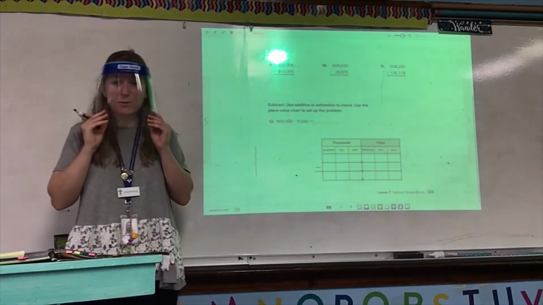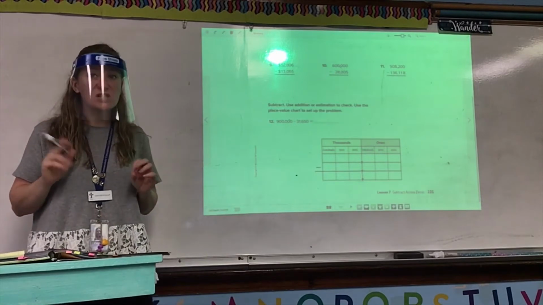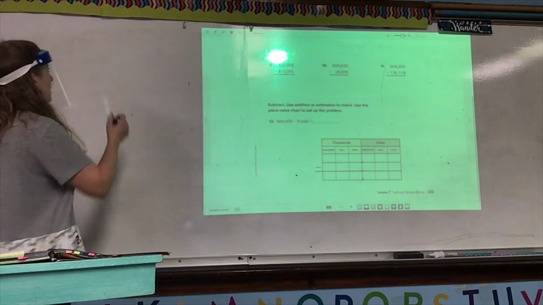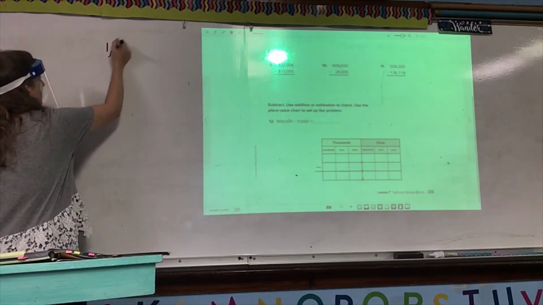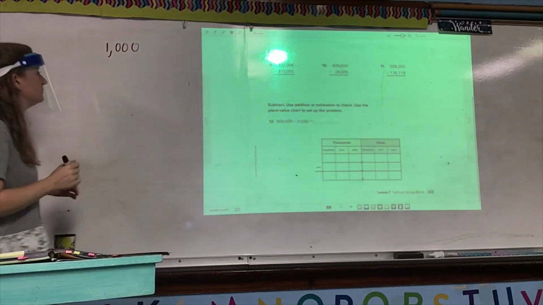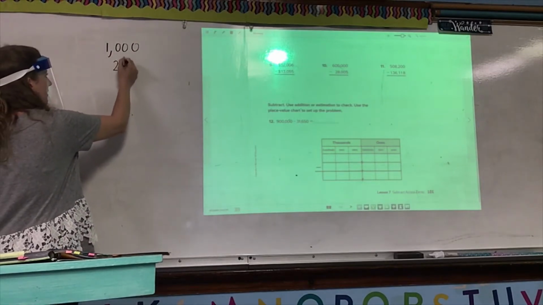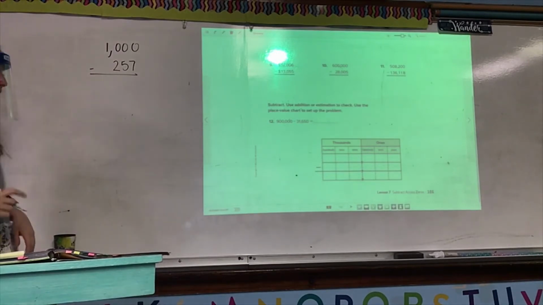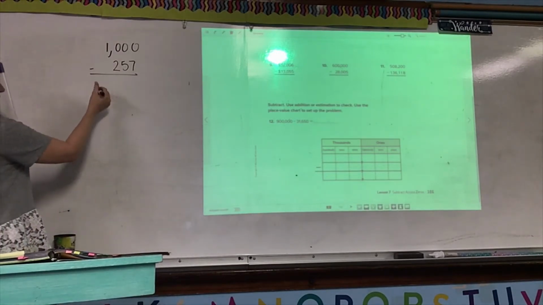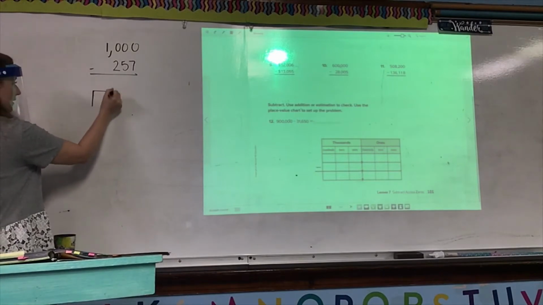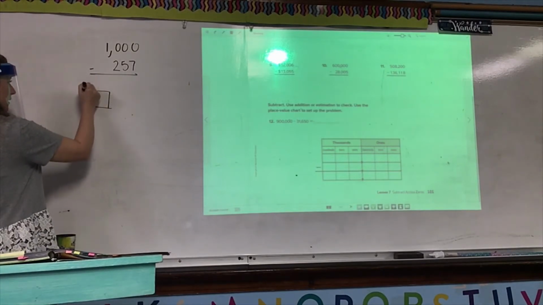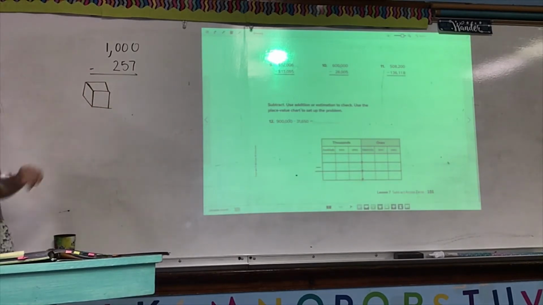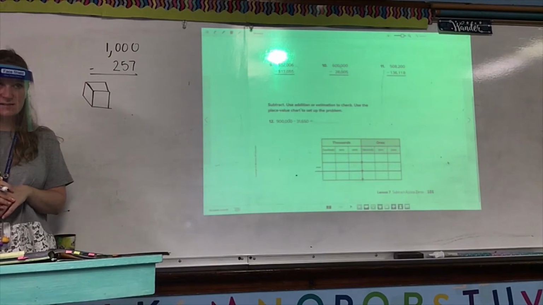Let's look at what it looks like with blocks to subtract across zeros. So say I have the number 1,000 minus 257. What that's going to look like is I'm going to have 1 thousands cube, and I have to take 257 out of this.